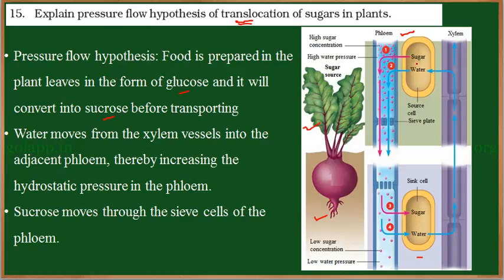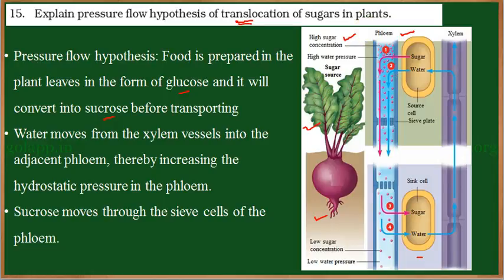The source, that is the leaf cells, convert glucose into sucrose and actively transport the sucrose into the phloem cells. Active transport means there is a requirement of energy. So once the sucrose enters the phloem, the concentration increases in the phloem tissue, and this becomes hypertonic in nature. When there is a high solute concentration, that condition is called hypertonic.